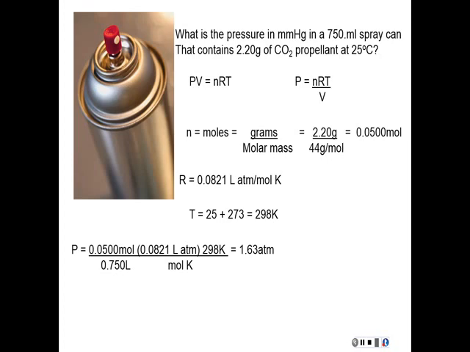And then I plug it into my formula, and you can see that everything will cancel. Moles will cancel, liters will cancel, Kelvin will cancel, and I get an answer in atmospheres. And because my question really asks for the pressure in millimeters of mercury, I have to convert my 1.63 atmospheres to millimeters, and so I'm going to use my conversion factor, 760 millimeters to an atmosphere, and then I get a final answer of 1240 millimeters of mercury.